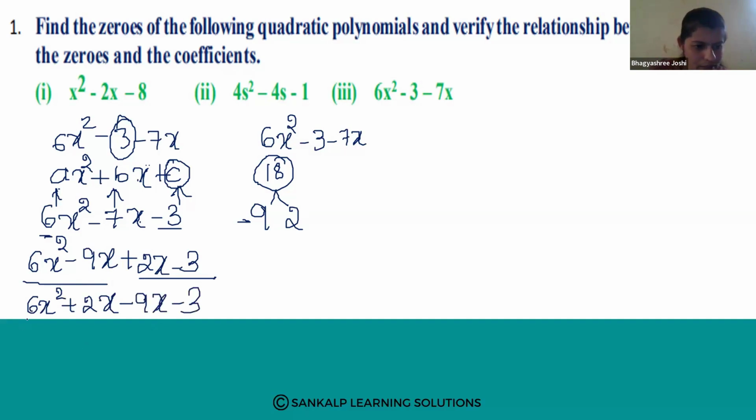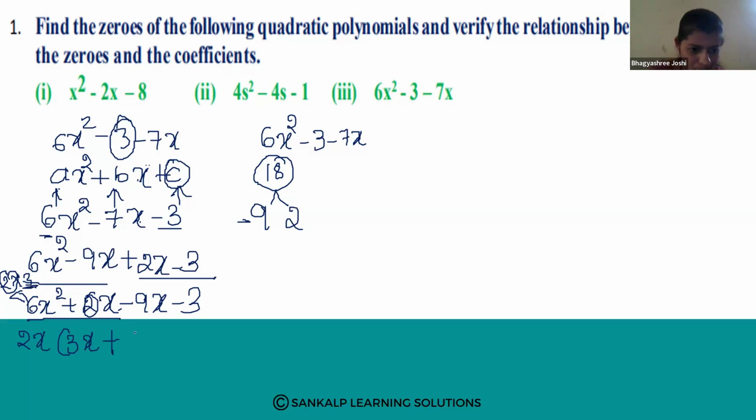Okay, now 6x square plus 2x. What is common between these two? See, 6 can be written as 2 into 3, right? 2 is there, here also 2 is there, x square, x is there, x is there. So I will take 2x common. What remains in the bracket? 3x, as x square has 1x already taken common, 1 remains: 3x plus 1.